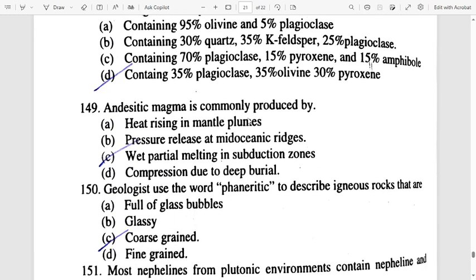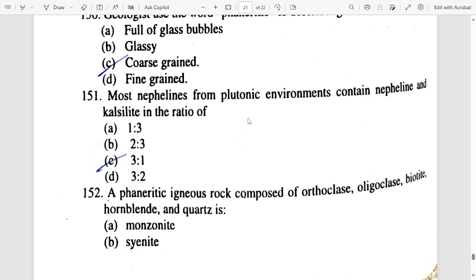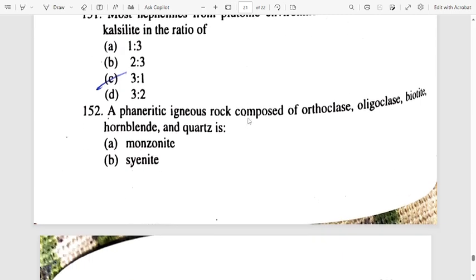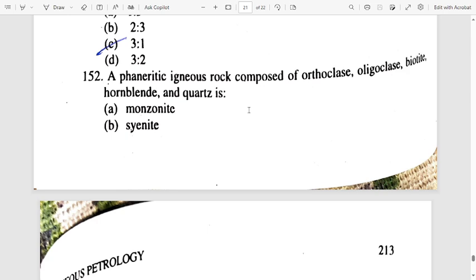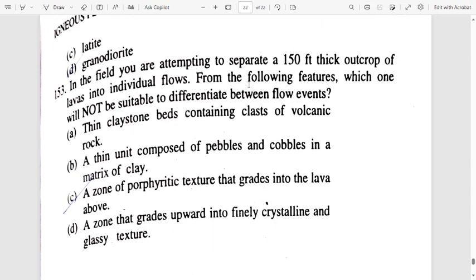Andesitic magma is commonly produced by wet partial melting in subduction zones. Geologists use the word phaneritic to describe igneous rocks that are coarse-grained. Most nephelines from plutonic environments contain nepheline and calcite in the ratio of 3 to 1. A phaneritic igneous rock composed of orthoclase, oligoclase, biotite, hornblende, and quartz is granodiorite.